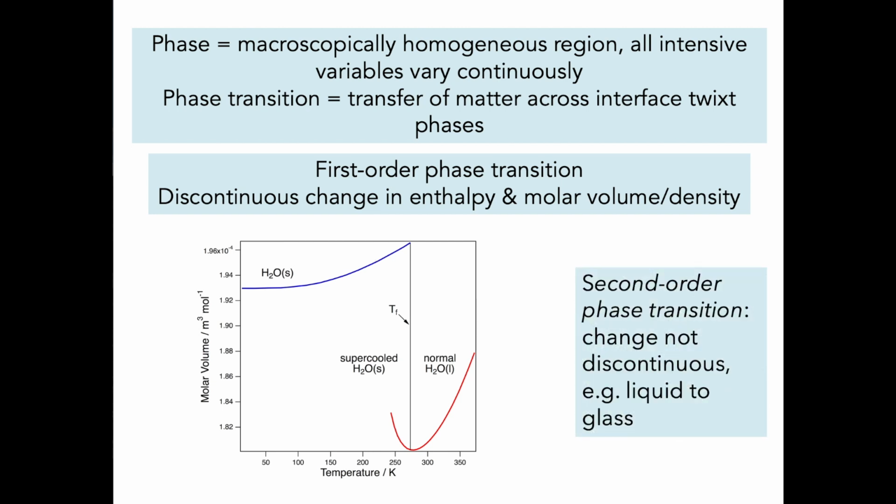Now, there are second order phase transitions in which the change is not discontinuous, but continuous. An example of that is the liquid to glass transition. We're not going to talk about those right now, but it's an important type of transition, especially in polymers and other materials.